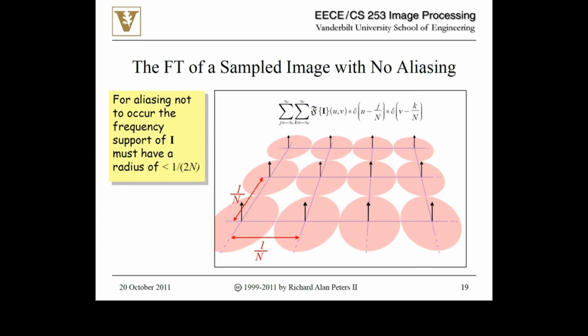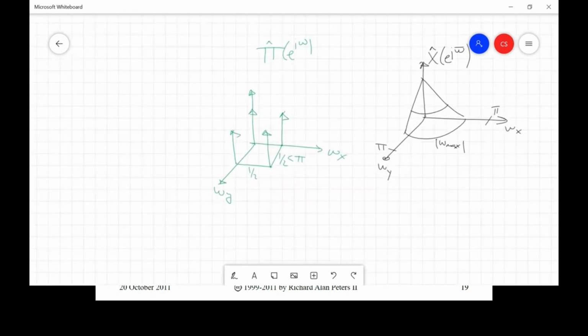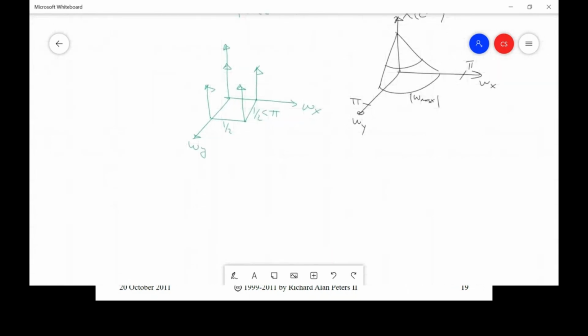Okay, so what is the condition for not having aliasing? I will make a copy of that. Let us do this. So I will have a copy of this spectrum every 1 over n. Let us do the analysis along this axis.